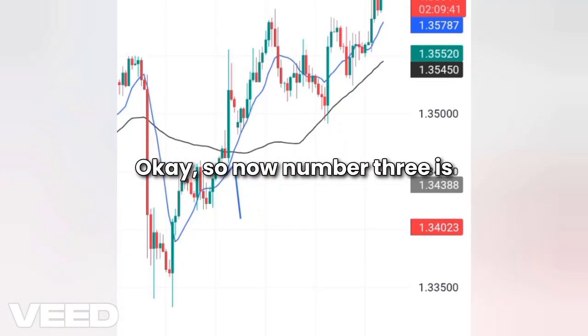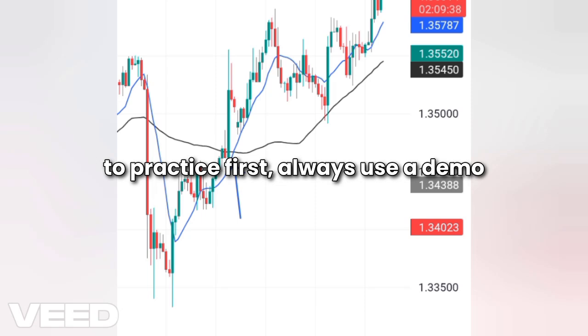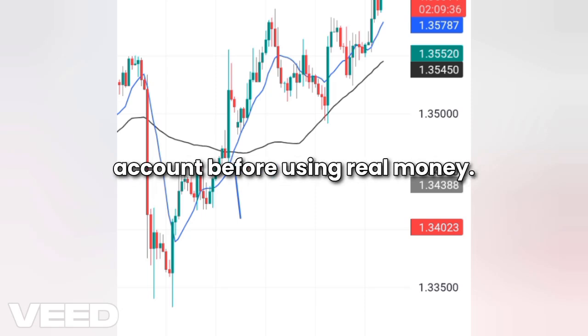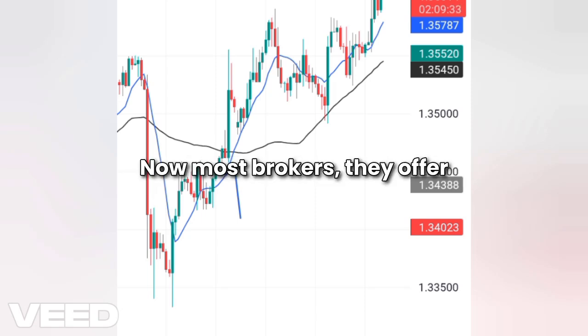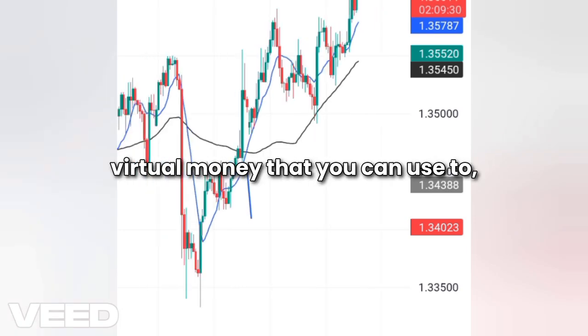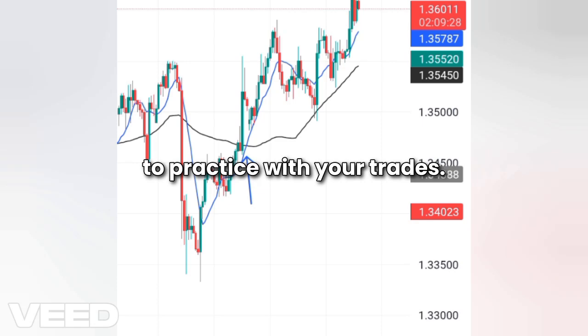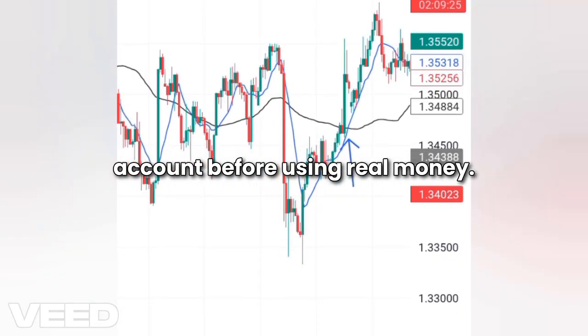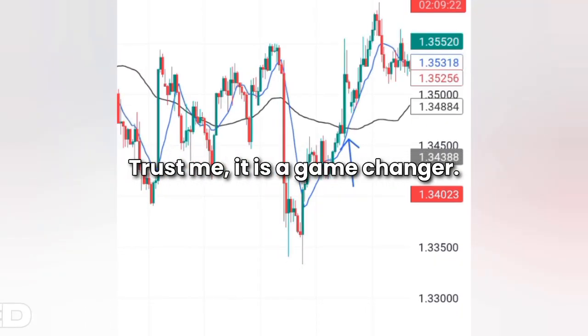Number 3 is to practice first. Always use a demo account before using real money. Most brokers offer virtual money that you can use to practice your trades. So try this on a demo account before using real money. Trust me, it is a game changer.